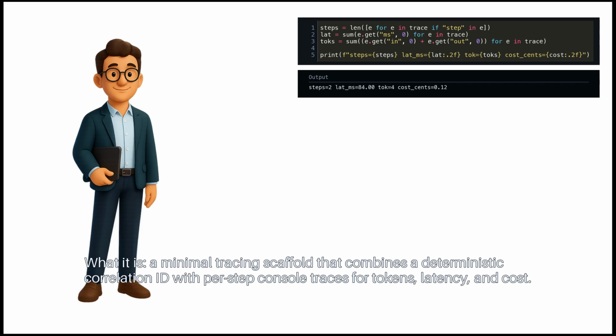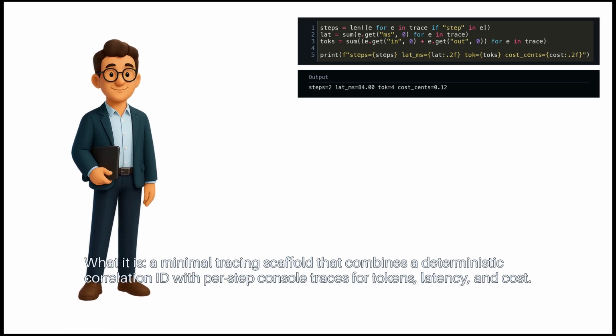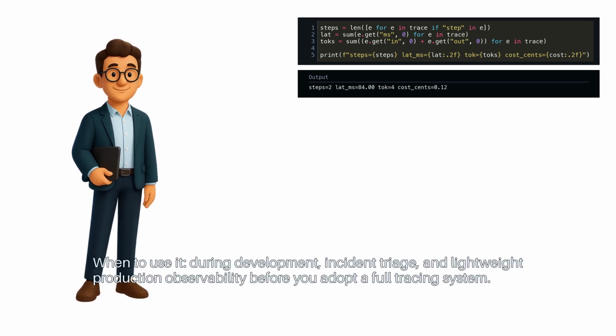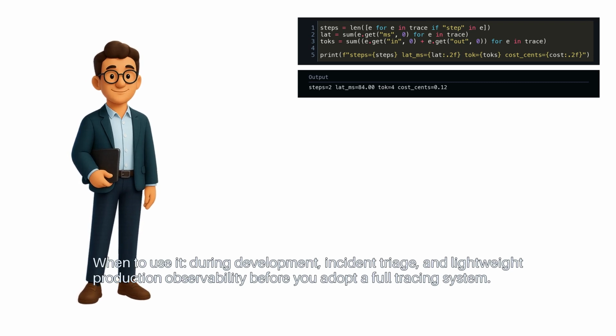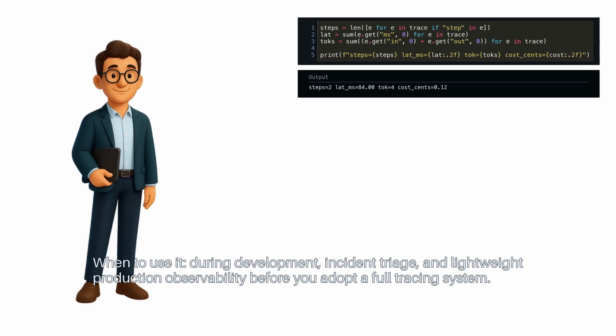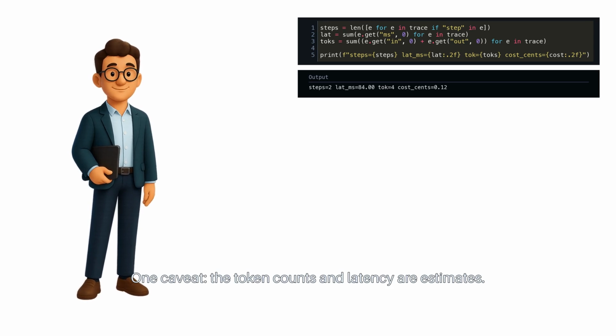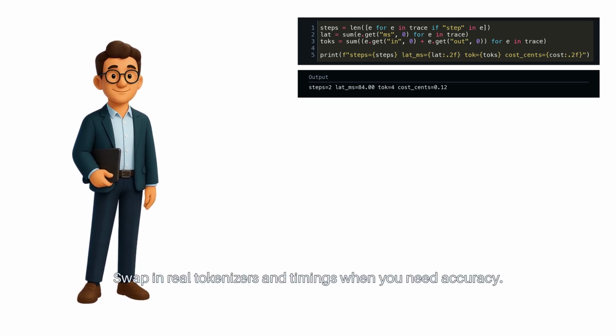Recap. What it is: a minimal tracing scaffold that combines a deterministic correlation ID with per-step console traces for tokens, latency, and cost. When to use it: during development, incident triage, and lightweight production observability before you adopt a full tracing system. One caveat: the token counts and latency are estimates. Swap in real tokenizers and timings when you need accuracy.